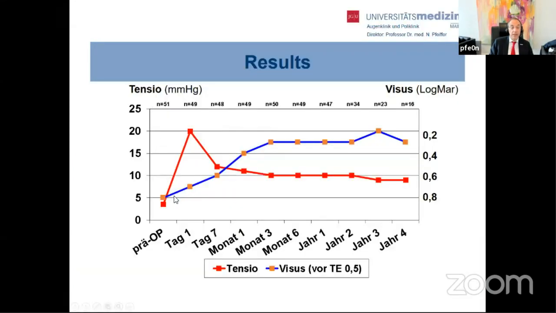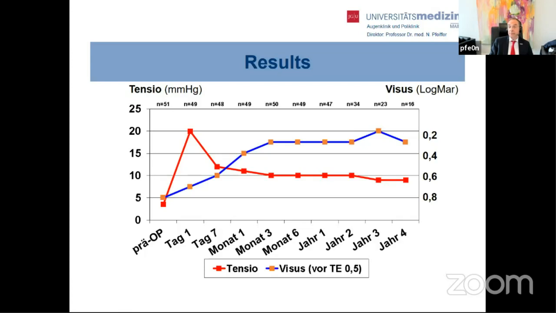In a large series that we did, here you see the pressure before surgery. It was a mean of 4 millimeters mercury. It went up to 20 on the first post-operative day, and then down to 10 initially and to a mean of 9. And visual acuity that was low first went up. This is LogMAR. So visual acuity can be restored for quite a while.